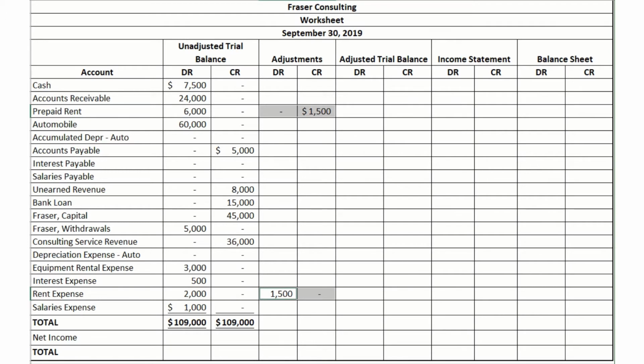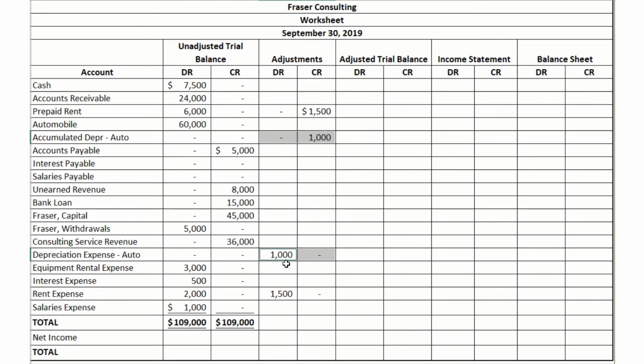The next step says depreciation on the automobile for the month was $1,000. So we'll have accumulated depreciation and depreciation expense for that automobile. And again, it's a credit to accumulated depreciation to increase the value of that contra account to our automobile, and a debit to the depreciation expense for the auto to increase the value of the depreciation expense account.